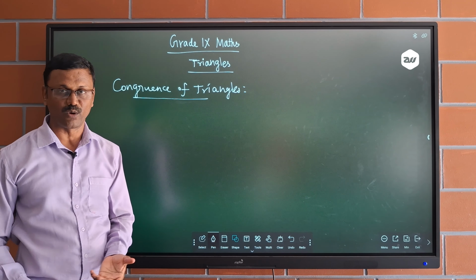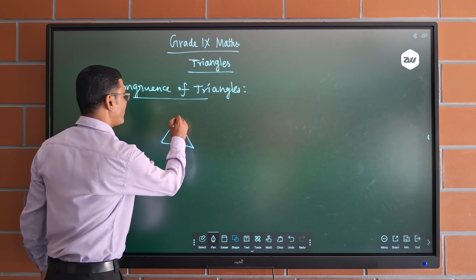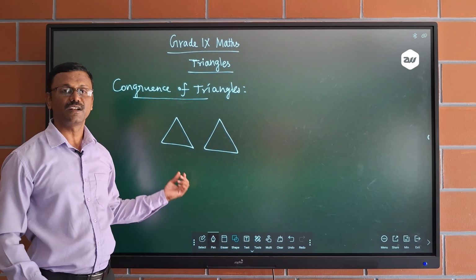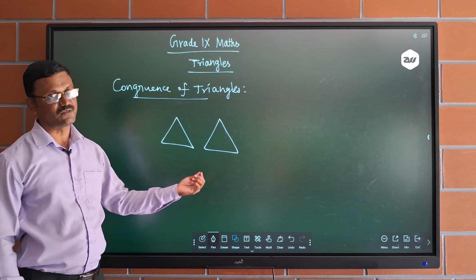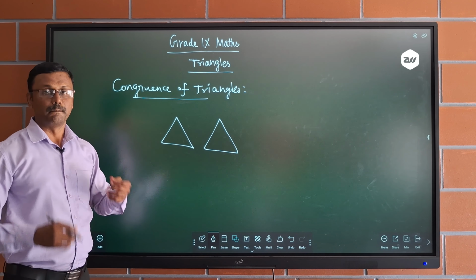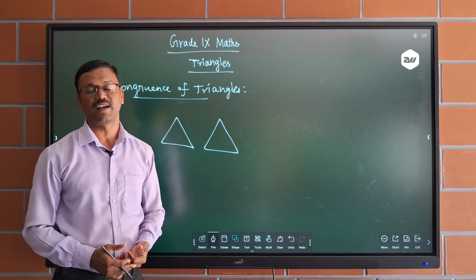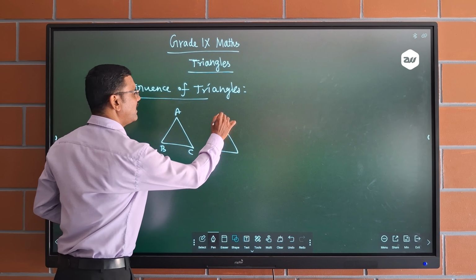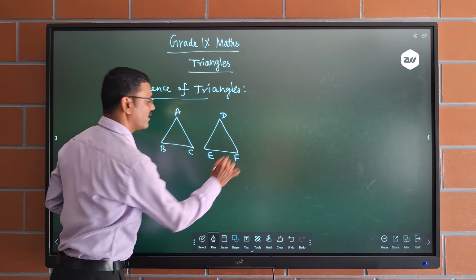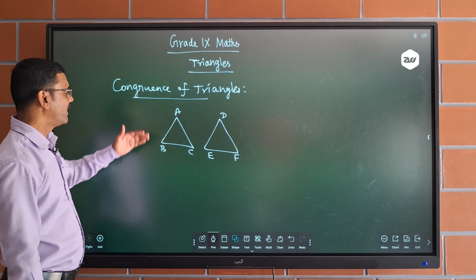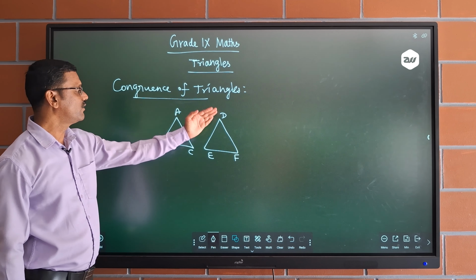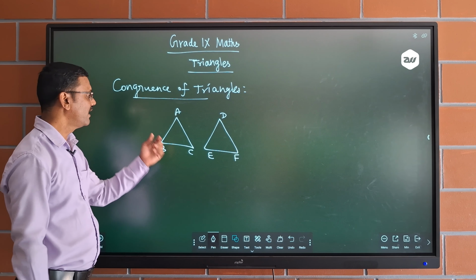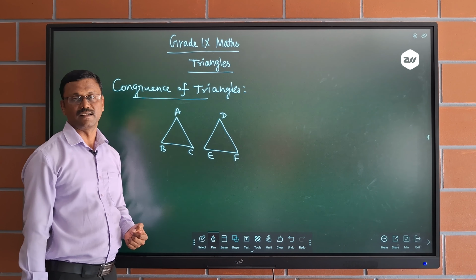இப்போ ரெண்டு triangle நம்ம எடுத்துக்கிறோம். Those two triangles are congruent triangles means they have the same size and same shape. Look at these two, both are the same size, same shape. They are congruent triangles. Mathematically, how to define congruent triangles, sir? You consider the two triangles ABC and DEF. If the corresponding angles are equal and the corresponding sides are equal in these two triangles, then they are known as congruent triangles.